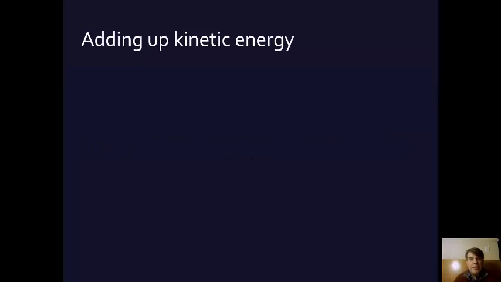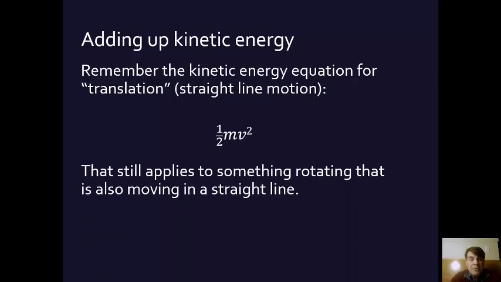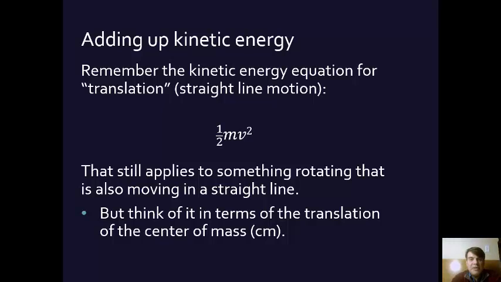So let's start with adding up kinetic energy of something. You might remember from earlier chapters, the kinetic energy equation for translation is fairly simple. It equals 1/2 mv squared, where v is the velocity of whatever is being translated or whatever is moving. Now, this still applies to something that is rotating if it's moving in a straight line. So we think of that object in terms of its center of mass.